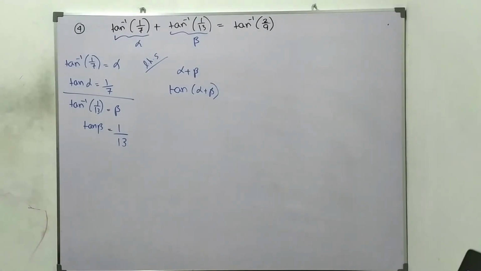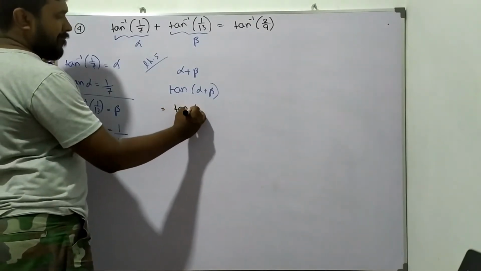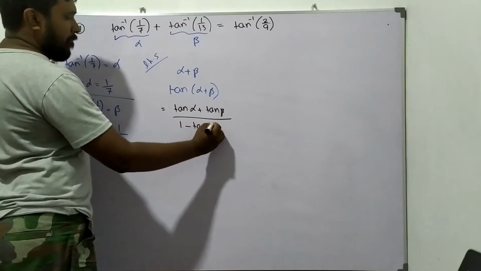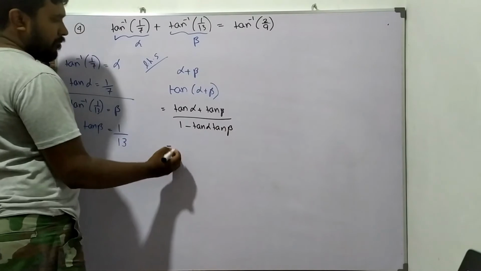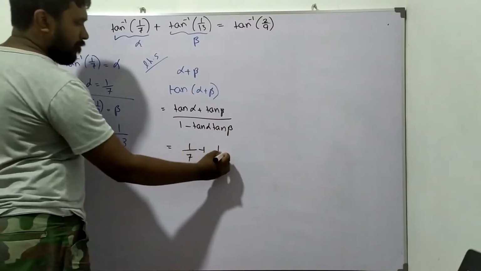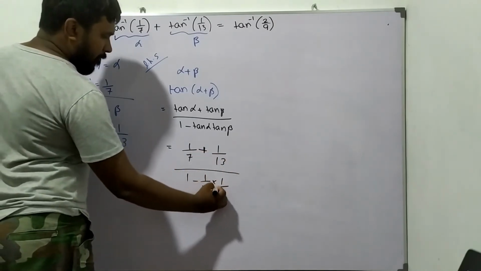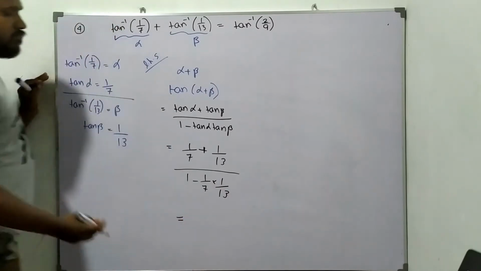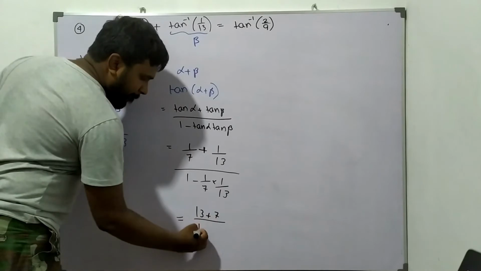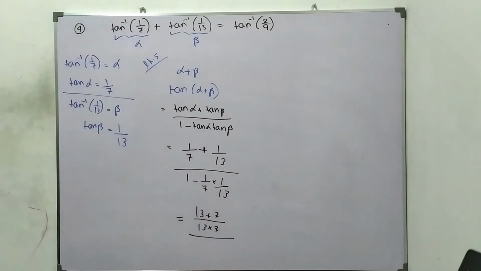So again it's tan(alpha plus beta), right? So you will get 2 over 9.